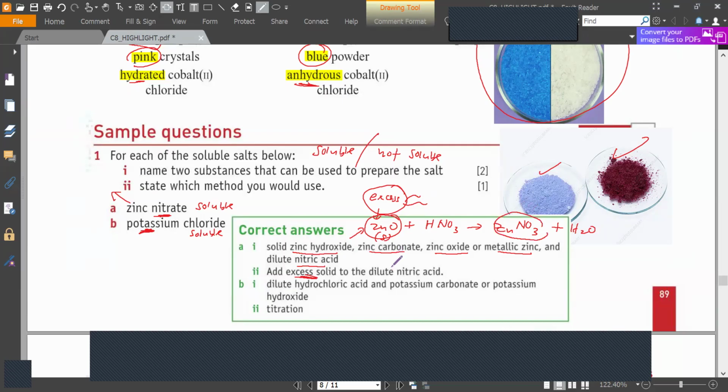Potassium chloride. Because potassium is always soluble. Let's say we use potassium hydroxide, soluble, and for chloride we use hydrochloric acid. So they are both soluble. When both are soluble, it means we cannot have excess, so we must use titration. So for this situation.